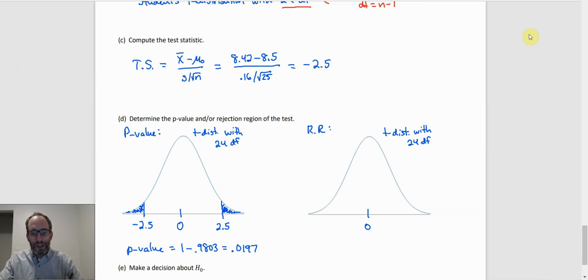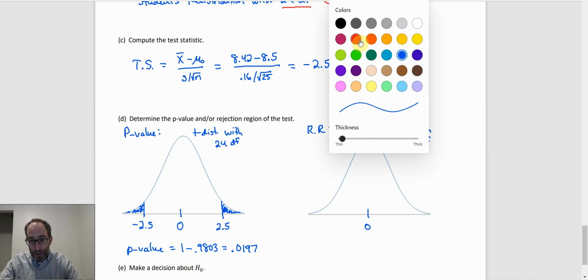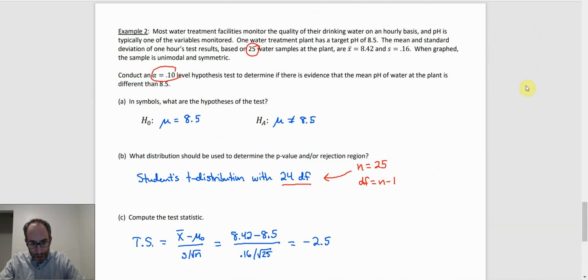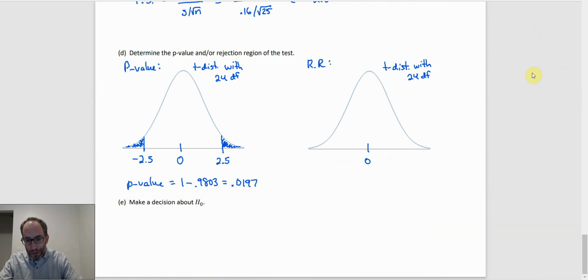Then the rejection region, since this is a two-sided alternative, you got to split the rejection region in half. So alpha is 0.1 this time, or if I scroll back up, there it is, right? Alpha is 0.1, so you want to put half of alpha into each tail, right? So here for the rejection region, alpha is 0.1, so we need alpha over 2, which is 0.05 in each tail. So that means I need a left tail with a 0.05 in it.